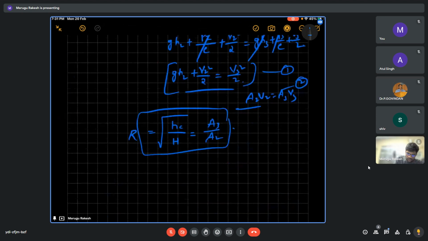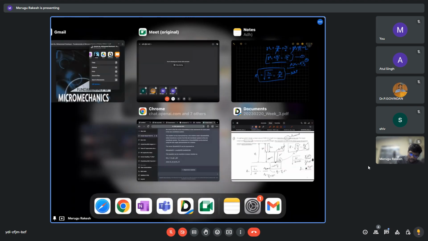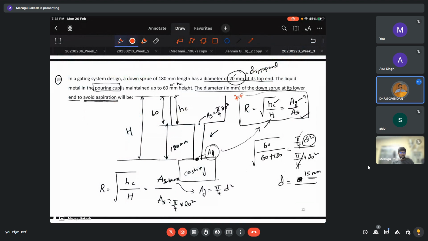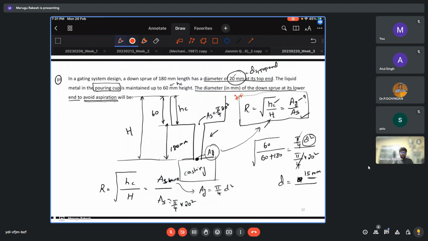So this is what you need to remember for the condition, because in the question they have mentioned to avoid aspiration. By solving this, I am getting this diameter 14.14 mm. So we round up to the next figure, that is 15.